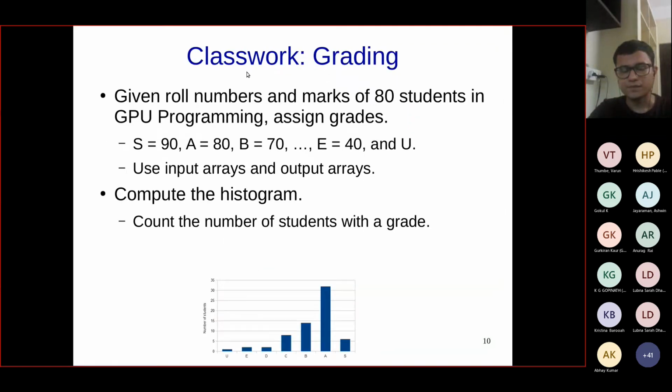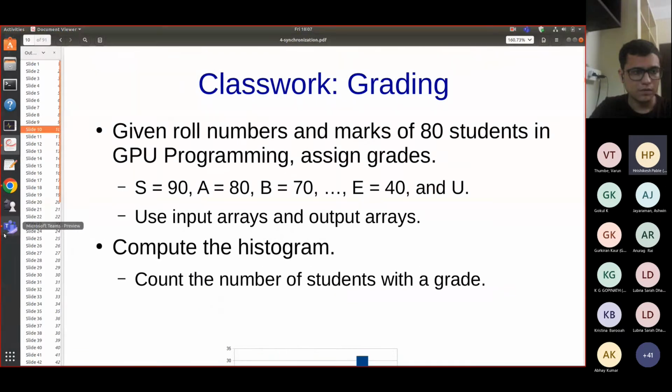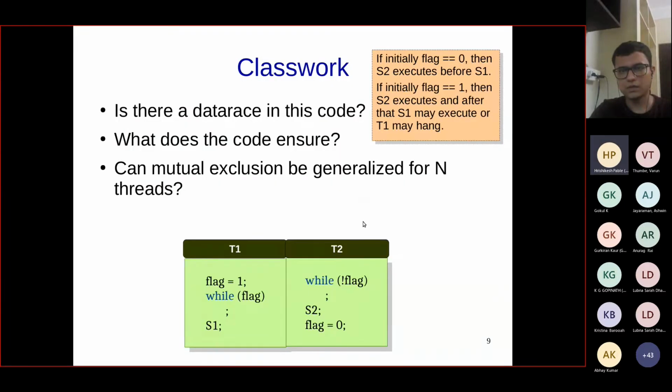A small classwork for you again. Sir, I had a doubt in the previous slide. Could you please go there? Yes. We were saying that flag is initially 0 and the while loop is running, so it will come out of that while loop only if flag is set to 1, right? And then the flag will be set to 0 and then it will never enter the while loop, the T1 while loop.